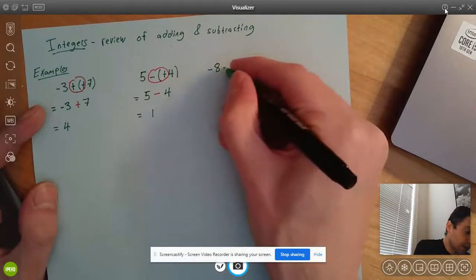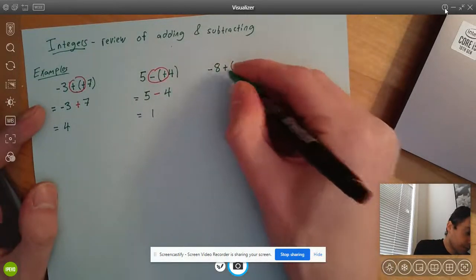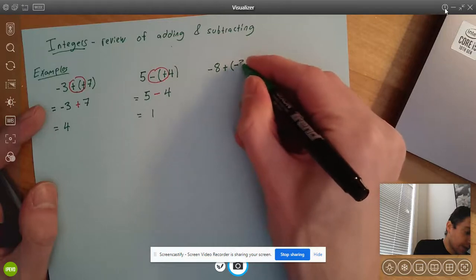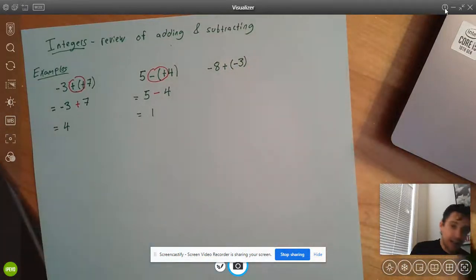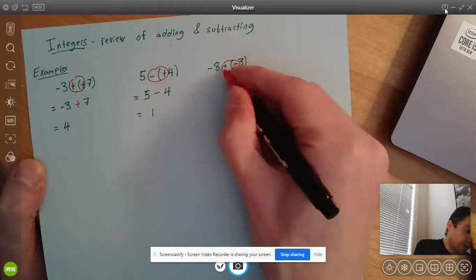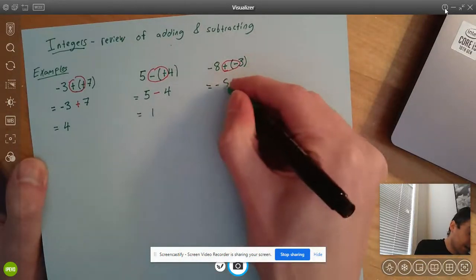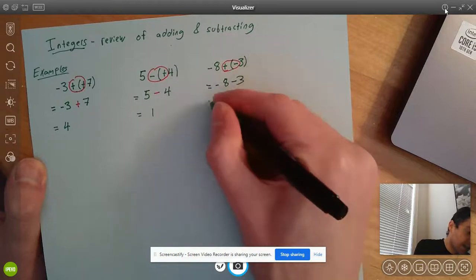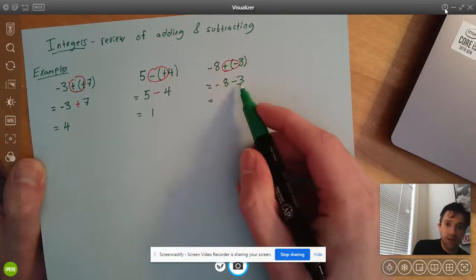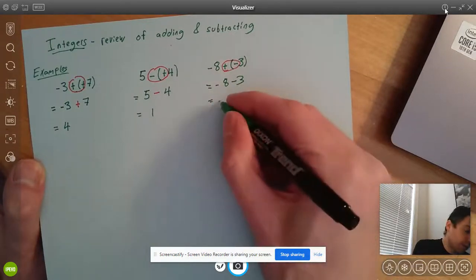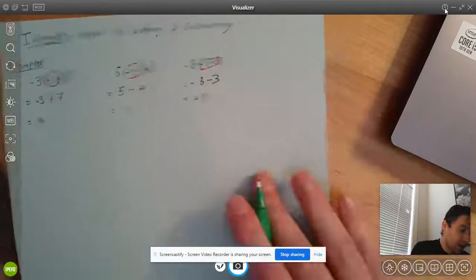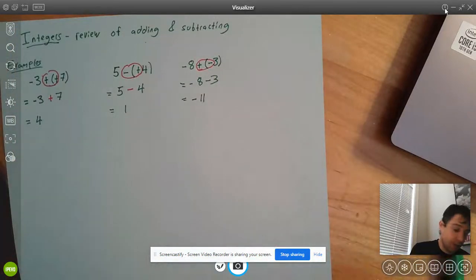Let's just take a look at another example. -8 plus -3. Again, anytime I see two signs in a row, it helps me to rewrite that as a problem with only one sign. So I've got -8, and then I take away 3. So I'm either going to the left on the number line or getting 3 degrees colder. So I'm now at -11. And then one last example I will look at here.